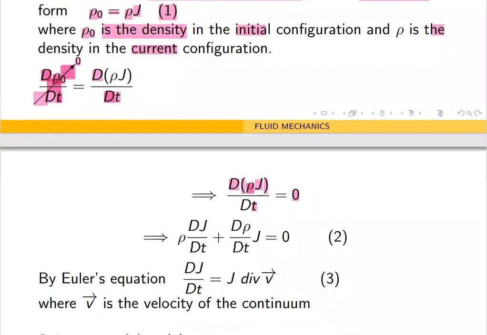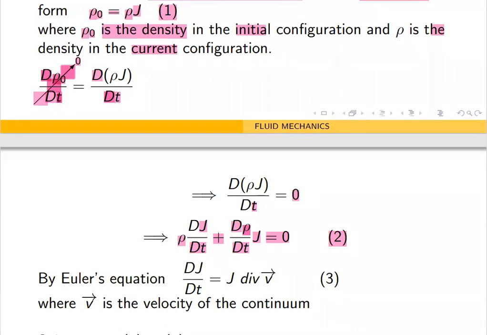Now, we have the product rho J, so we'll use the product rule. Rho as it is, times the differential of J, dJ by dt, plus J as it is, times the differential of rho, d rho by dt, equal to 0. Let us call it equation 2.